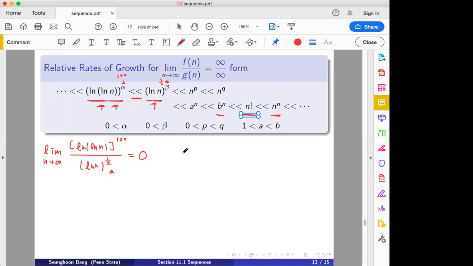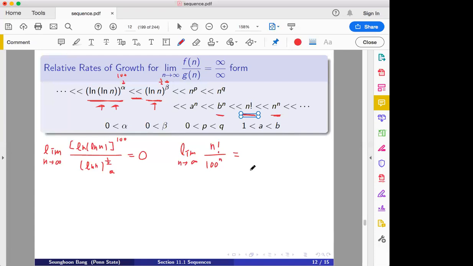This is the idea. So one more limit. As n approaches infinity, n factorial over 100 to the power n. What is the answer? What is the limit of n factorial over 100 to the power n? You can use relative rate of growth. Like the answer is infinity.